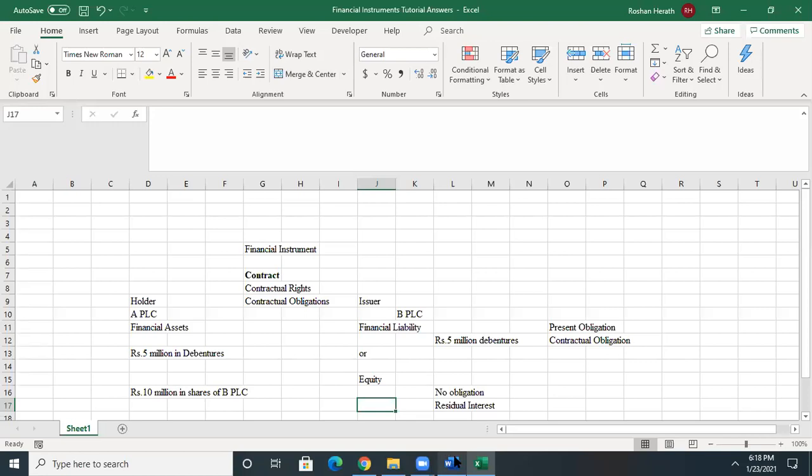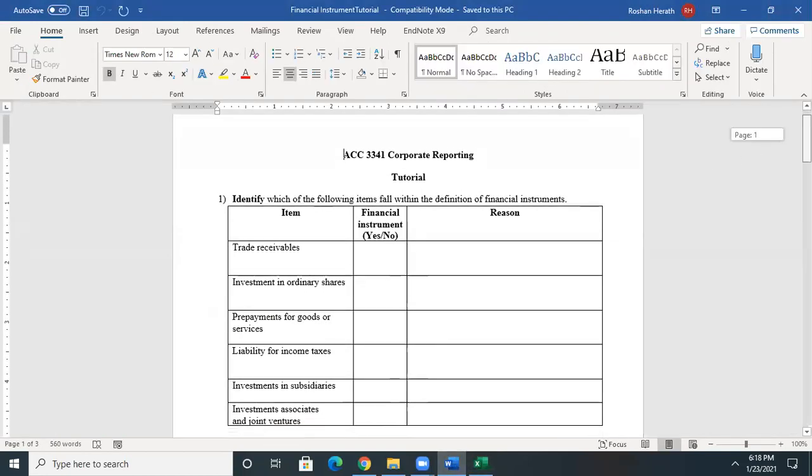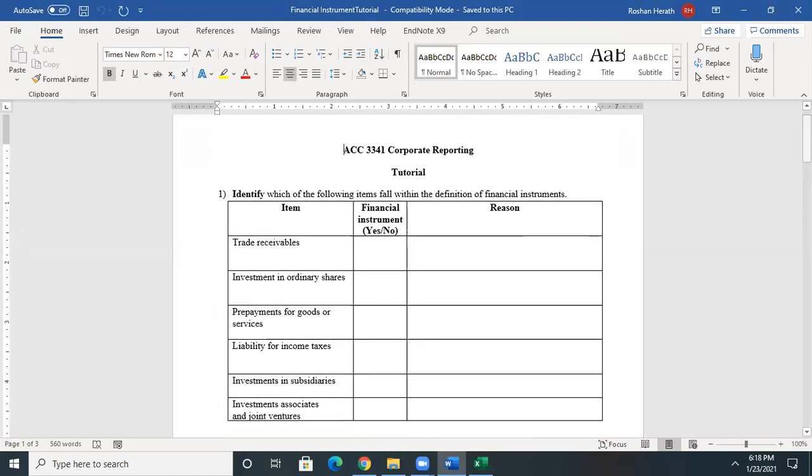Okay, having that in mind, if we have a look at the tutorial, shall we try out the first question? Give it a try. It asks you, identify which of the following items fall within the definition of a financial instrument. You are given several items, then it asks whether it's a financial instrument or not. And also you are supposed to reason out the reason why you say that it is a financial instrument. So can you give it a try? Take some time here, and you can indicate your answers in the chat, and then we may be able to see and discuss it.